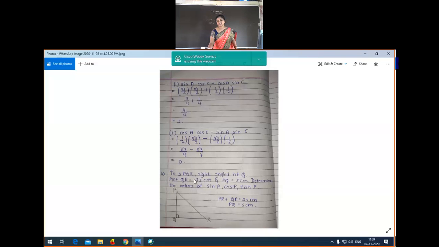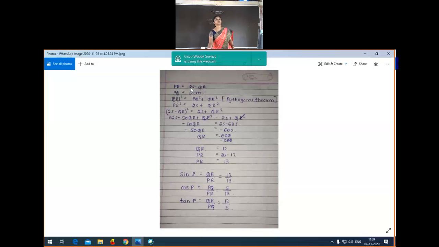What is given? Actually, we worked out this type of problem in the example part now. PR plus QR is equal to 25 is given. Then PQ is 5 centimeter is given. Using this condition, we have to work out all the sides. PR is equal to 25 minus QR. PQ is 5. Apply the Pythagoras theorem. PR square is equal to PQ square plus QR square. Then after the calculation, you will get QR is equal to 12.